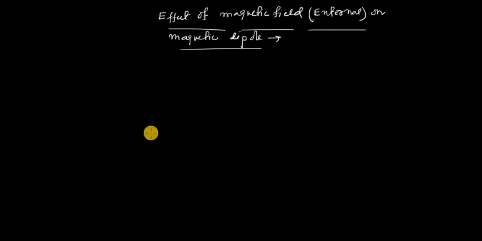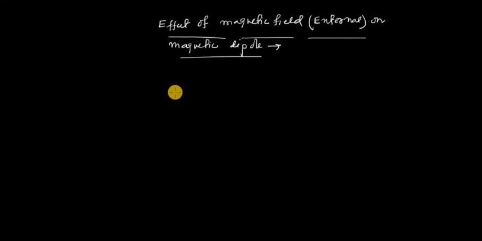Next I'm going to show you what happens when an external magnetic field is applied on a magnetic dipole. Suppose this is our magnetic dipole, and this is our external magnetic field.